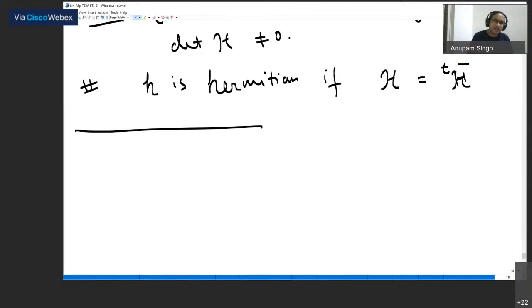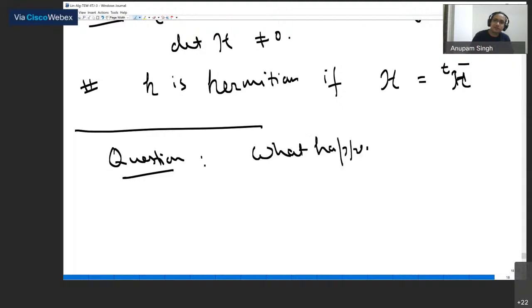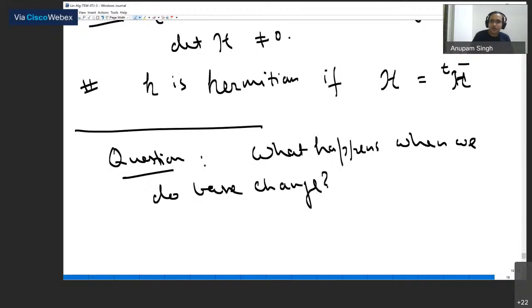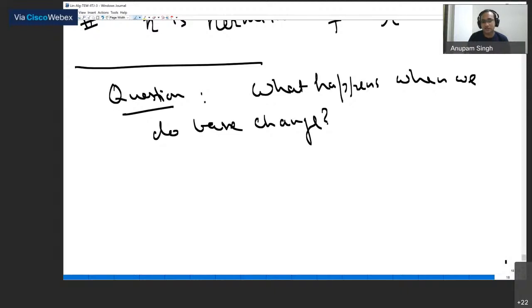So now the question again arises: what happens with the base change, when we do base change or change of basis? Again, it will give rise to an equivalence, similarity basically here. I will leave this as an exercise to figure out. This is a good exercise because we have done the exercise for bilinear forms, so you should be able to find what equivalence relation we get here.